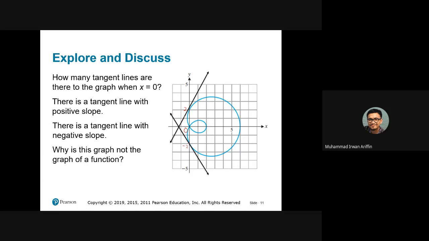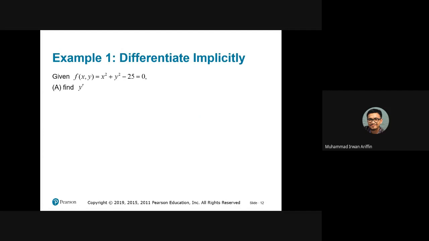Now, why is this not the graph of a function? The equation that defines this relationship between x and y, this blue line, is not a function. You should be able to know this by now. If you still don't know, perhaps you need to revise and try to find the answer in topic 1, when we define what a function is.